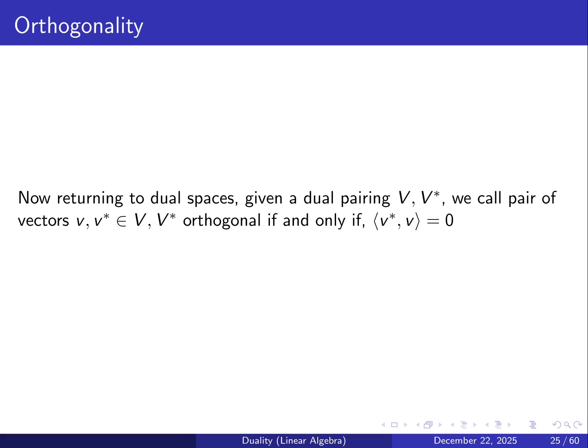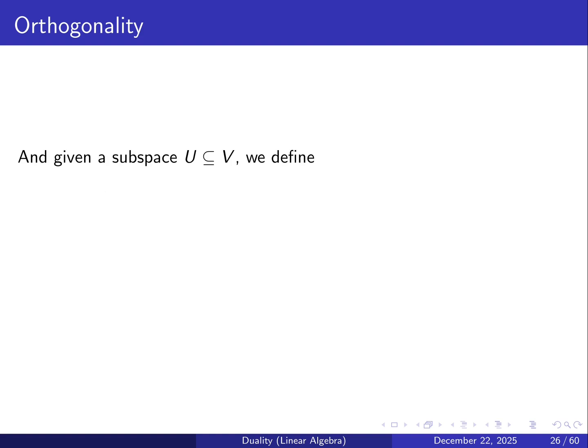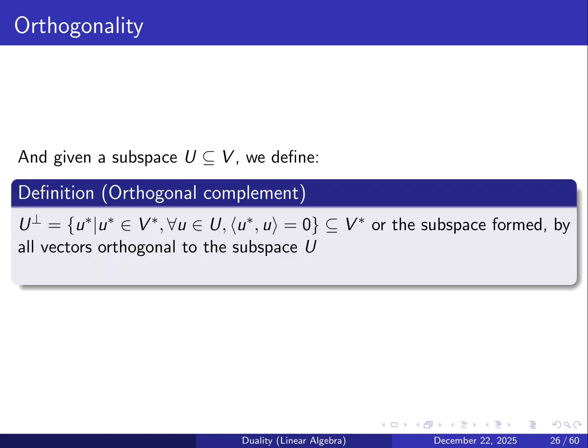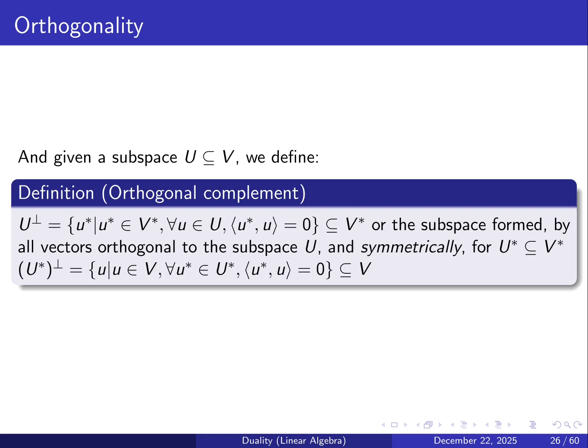Given a dual pairing V, V star, we call a pair of vectors from V and V star orthogonal if and only if their scalar product is 0. Given a subspace U of V, we define the orthogonal complement of U as all vectors in V star such that they are orthogonal to the whole subspace U, and symmetrically for a subspace U star of V star, we define its orthogonal complement as all vectors in V such that they are orthogonal to the whole subspace U star.